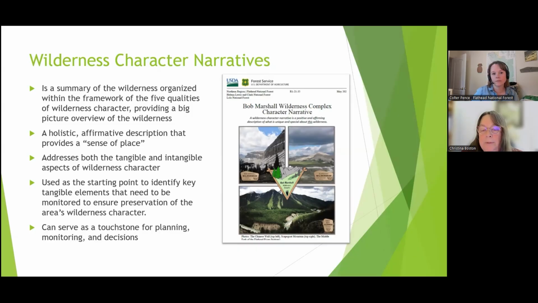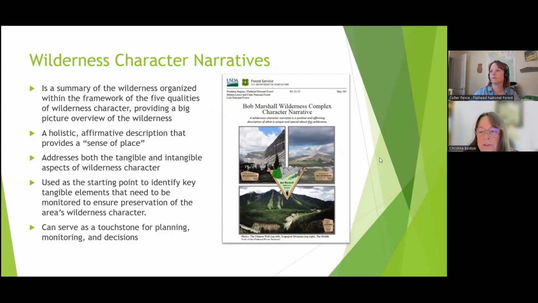So as the implementation of wilderness character monitoring progresses, we divide wilderness character into its component parts. So we focus more on those tangible, practical aspects of wilderness character when we're working on measure selection and setting up our baselines, especially those that directly link to wilderness stewardship and to the legal mandates of the Wilderness Act and policy mandates of the agencies charged with administering wilderness.